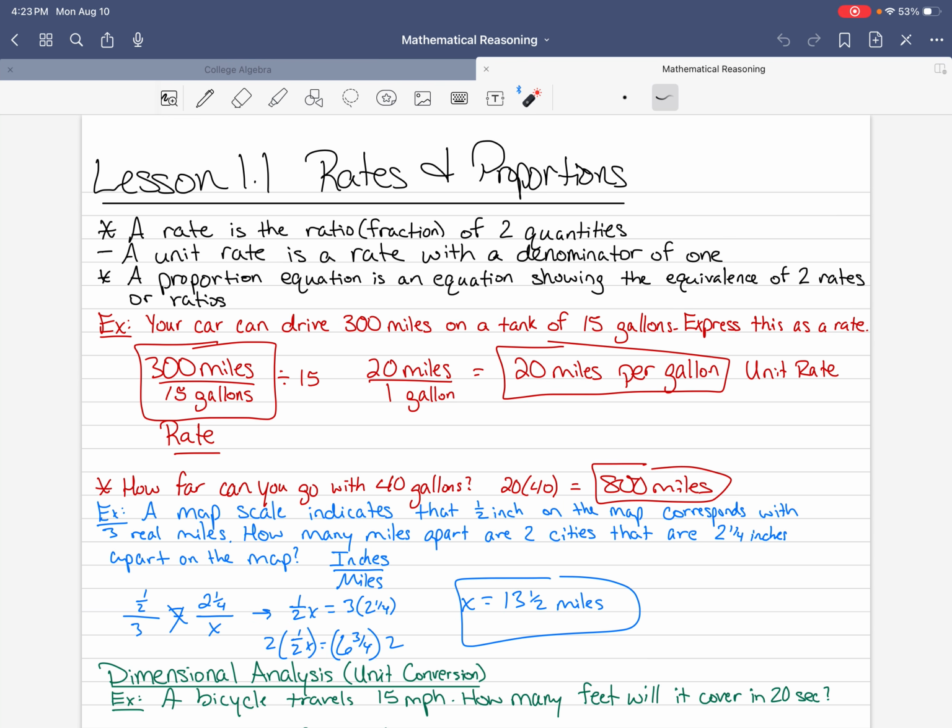Welcome to Mathematical Modeling and Reasoning. We're going to start off here with Lesson 1-1, Rates and Proportions.